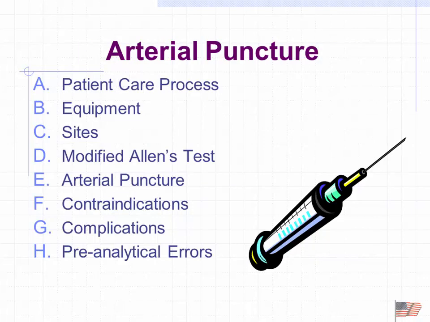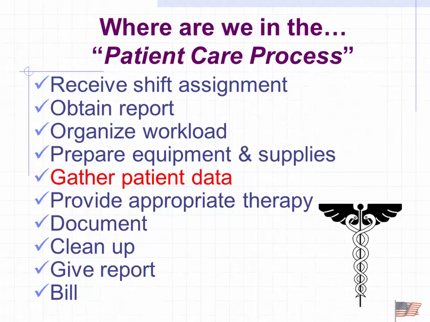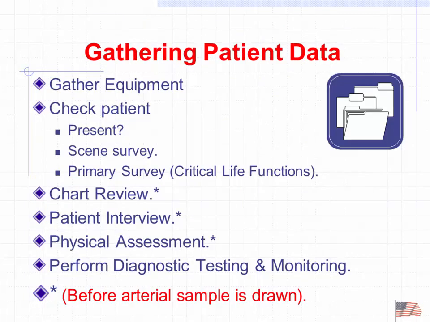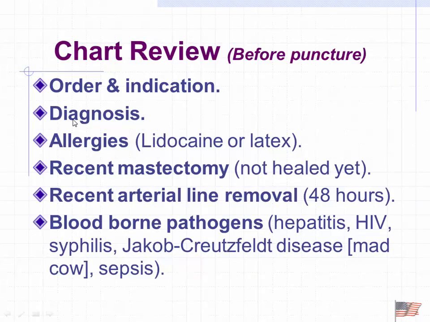Talking about sampling sites. Before that, though, we need to gather some patient data so we know what's going on. So we need to look in various areas as far as the equipment and checking our patient, doing our scene survey, primary survey. We'll talk about some of these other reviews that we'll end up doing, starting with a chart review. So we want to look to the chart to find certainly a physician order, unless there's some kind of a protocol that's calling for a blood gas. This is an invasive procedure and needs a physician's order.